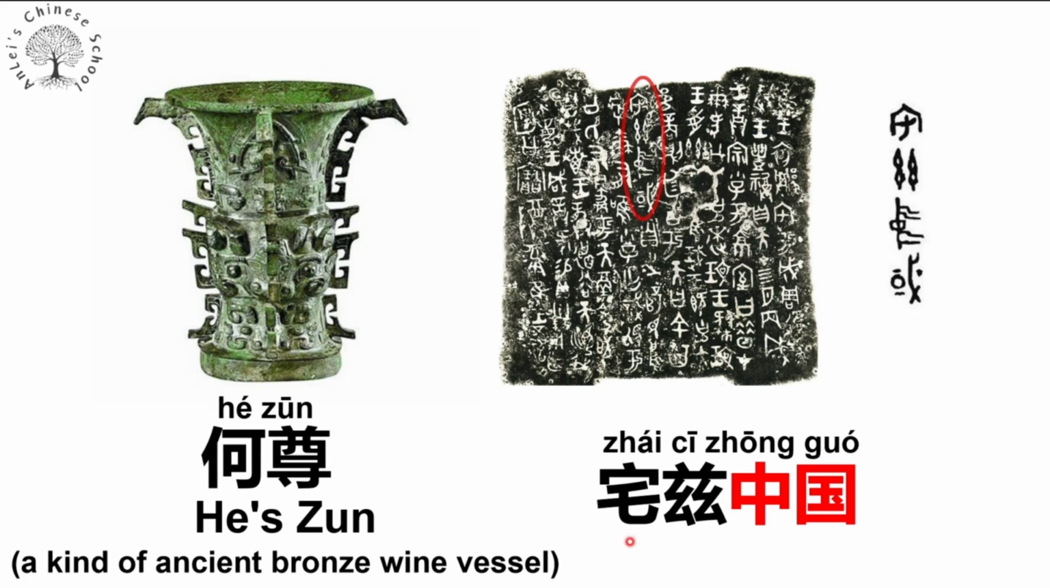The character 宅 means to live, settle. 兹 means this or here. 中 is middle. 国 is a country. So 宅兹中国 is reside in the center of the world. It shows that the Western Zhou dynasty recognized the ancient city Luoyang and the surrounding areas as the central position of the world at that time.